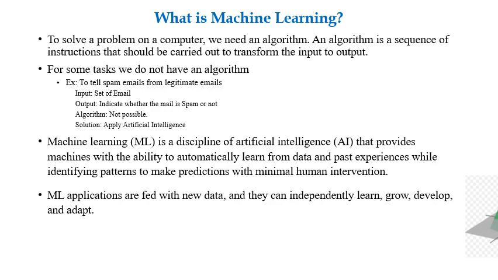artificial intelligence concepts. So here machine learning is a discipline of artificial intelligence which provides machines with the ability to automatically learn from the data and past experiences by identifying patterns to make predictions with minimal human intervention. ML applications are fed with new data and they can independently learn, grow, develop, and adapt.